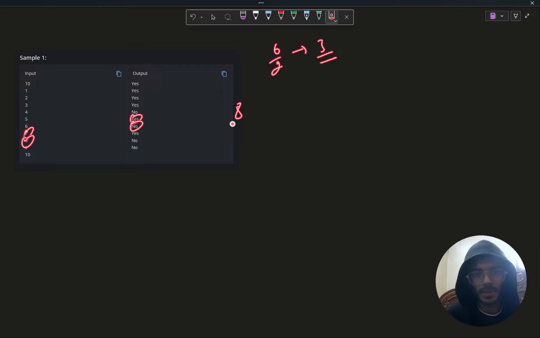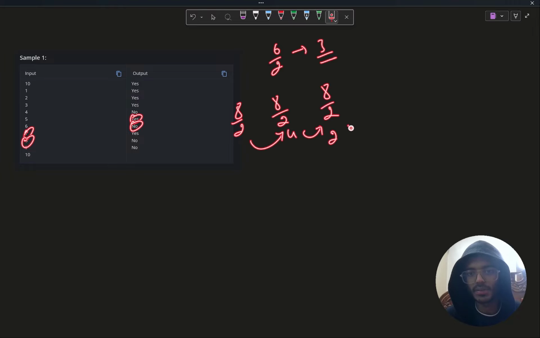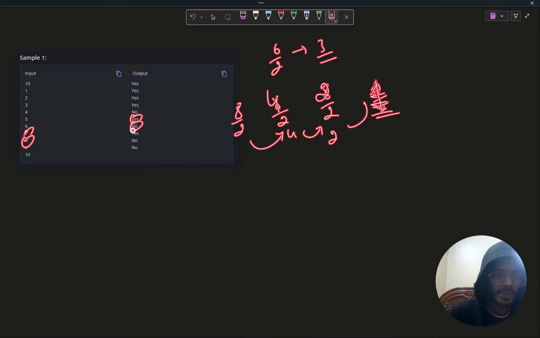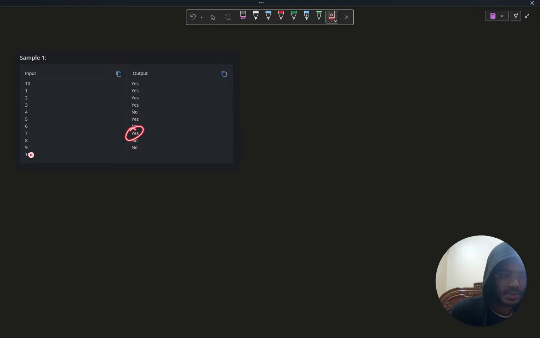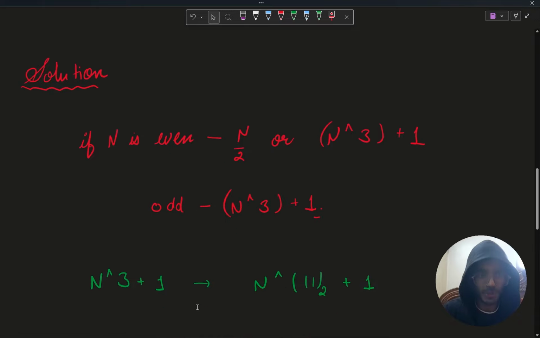For 8, we can do 8 by 2, then again 4 by 2, and then we can do 2 by 2, and we'll get 1 finally. So the answer is yes. For 9 and 10, it is not possible. So the answer is no. Now let us move to the solution.